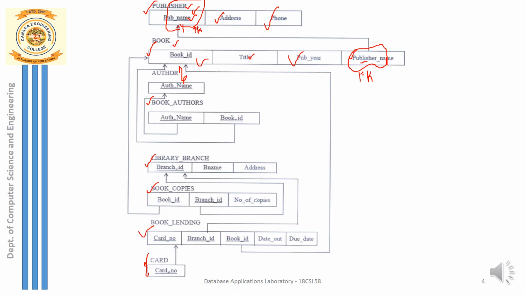The next table we have is the author table, and we have only one attribute in that, that is author name, which is the primary key. And next we have the book authors table, and the attributes of this are author name and then book ID. So here you can note, it is not called two different primary keys for the book authors table. We call it the combination of attributes author name and book ID as a single primary key for the table book authors.